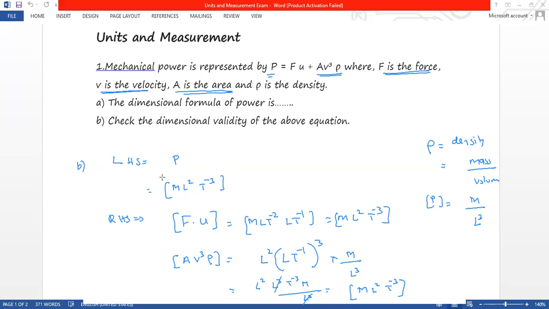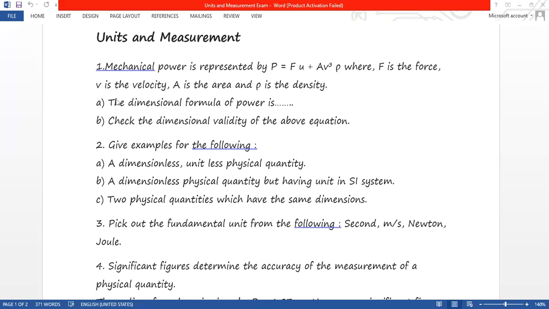The left side is dimensional formula M L square t raised to minus 3. Right side we have two terms. The first term is M L square t raised to minus 3. And the second term also M L square t raised to minus 3. So we can say that the given equation is dimensionally correct. Okay. This is the answer for first 1 and 2. Okay. The second question.